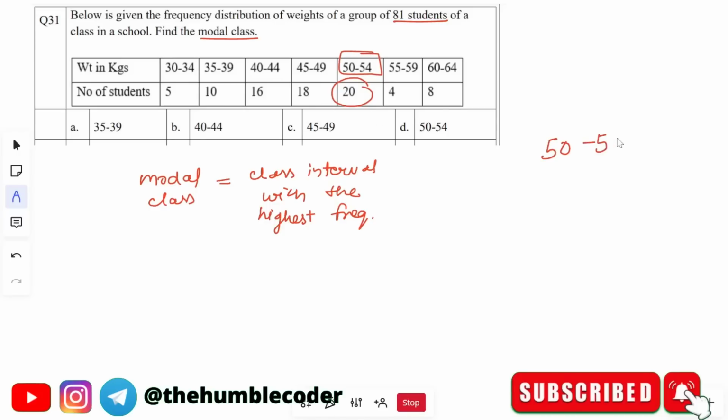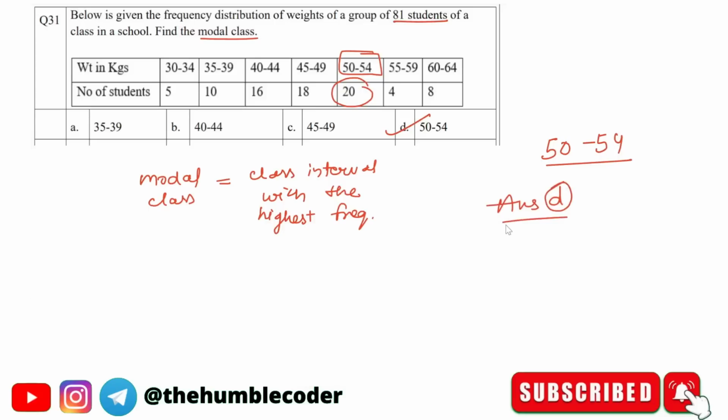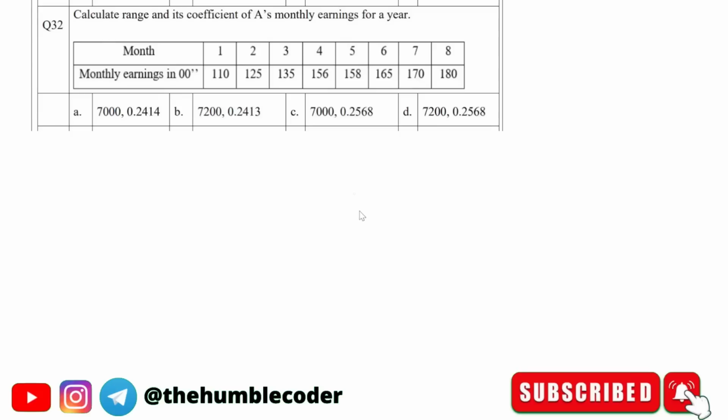Because modal class is what? It is the class with the highest frequency. So we have first of all found out the largest value, and corresponding to that we have given that interval. The correct answer in this case is going to be option number D, which is 50 to 54. Hope you have understood the explanation. Let's move on to the next question now. Let's look at this question.